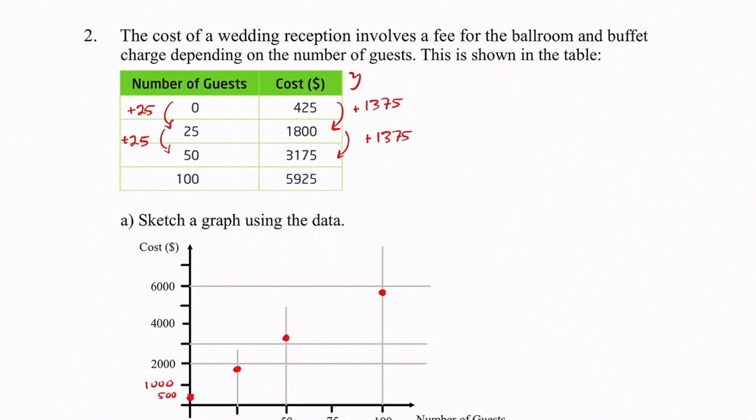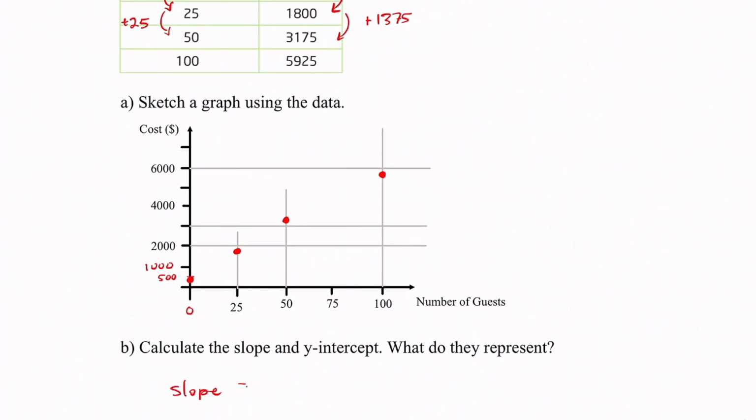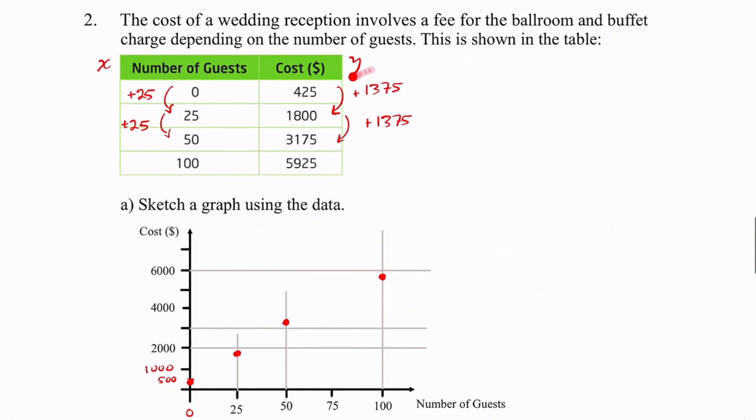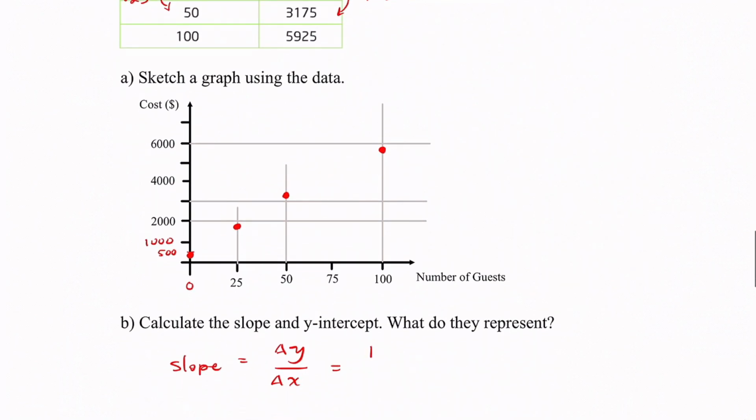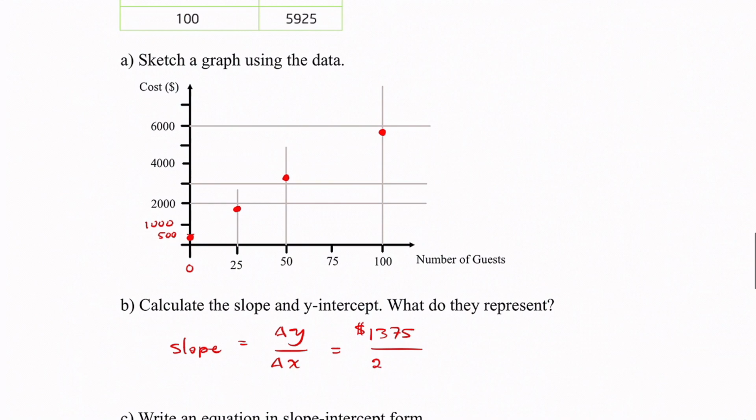So the cost is our y, and the number of guests is our x, because that's where we put it on our graph. Cost is on the y-axis, guests is on the x-axis. Remember, slope is the change in the y divided by the change in the x. So the change in the y was 1,375 dollars, divided by the change in the x, which was 25 guests. If you simplify this fraction, 1,375 divided by 25, you get 55. So that is $55 per guest.